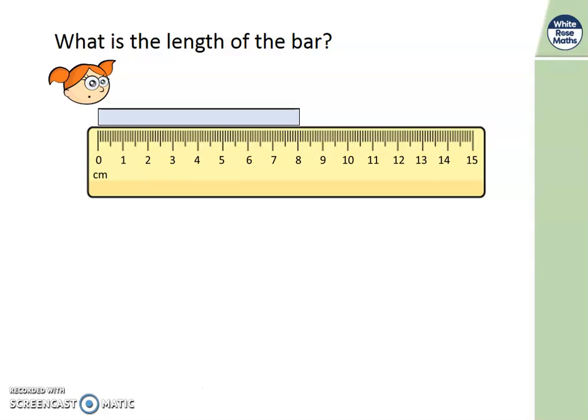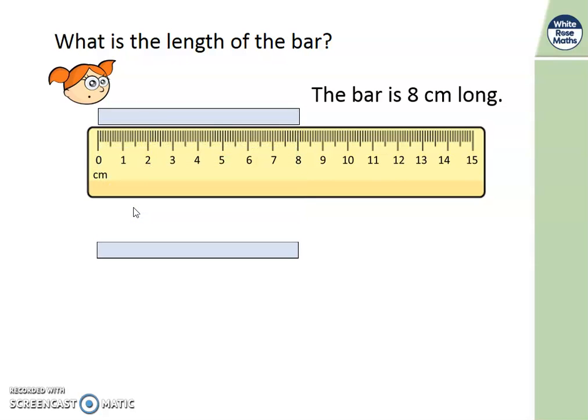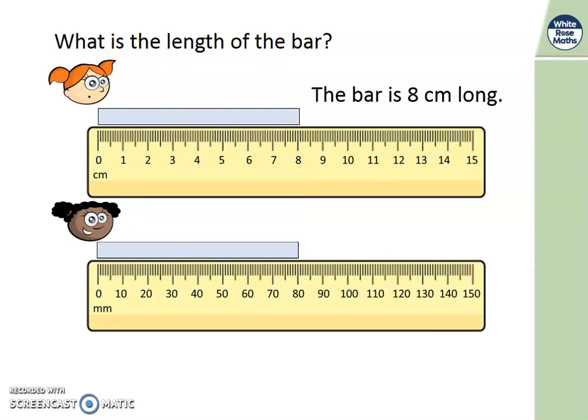Here Alex is looking at the length of the bar. You can see she's done it right. She's lined up the 0 with the end of the bar and she's going to count till she gets to the end. And she says the bar is 8 centimetres long. Same bar, and Whitney measures it using her ruler. She's lined it up correctly, and we can see here it starts at the 0 and she's going to count along till she gets to here. Whitney says the bar is 80 millimetres long.